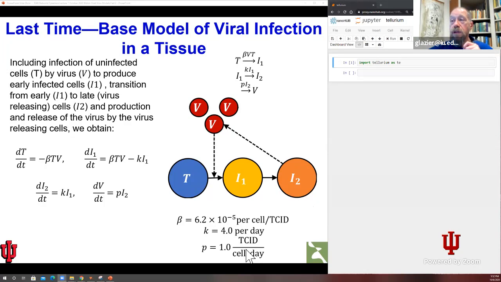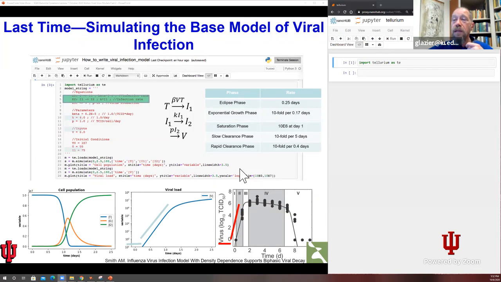The production rate of TCIDs per cell per day was essentially an arbitrary number. Didn't come from anywhere. Well, we know effectively because the amount of virus we have here doesn't really have an independent meaning. The only thing that really matters is beta times V. That's significant, but the units in which V is measured aren't significant. And then we did a simple model of that.